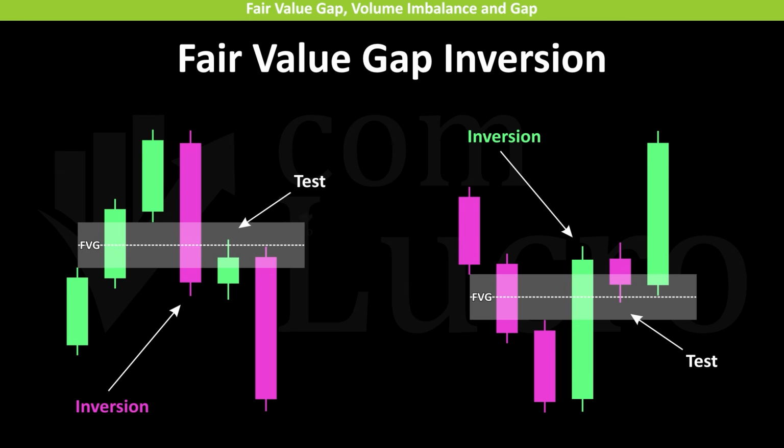On the left, you can see a hypothetical example of a bullish fair value gap inverting and leading to bearish price movement. On the right, a bearish fair value gap inversion leads to bullish price movement. This behavior closely resembles the classic switch and test seen with many support and resistance levels.